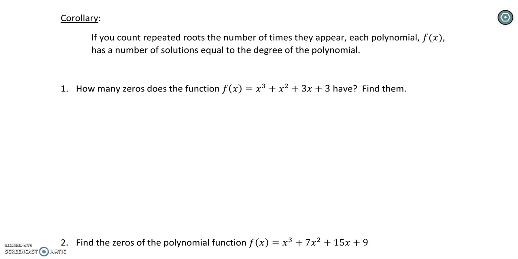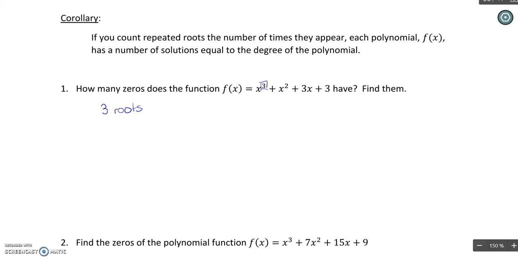So here, if we have f of x is equal to x cubed plus x squared plus 3x plus 3, how many solutions should that have? If you look, the degree here is a third degree polynomial, right? It's a cubic function. So we would expect 3 roots. That's what we're expecting, right? We're expecting 3 roots. Again, roots is the same word as zeros, which is the same as solutions. They all go together. So how would we find that?